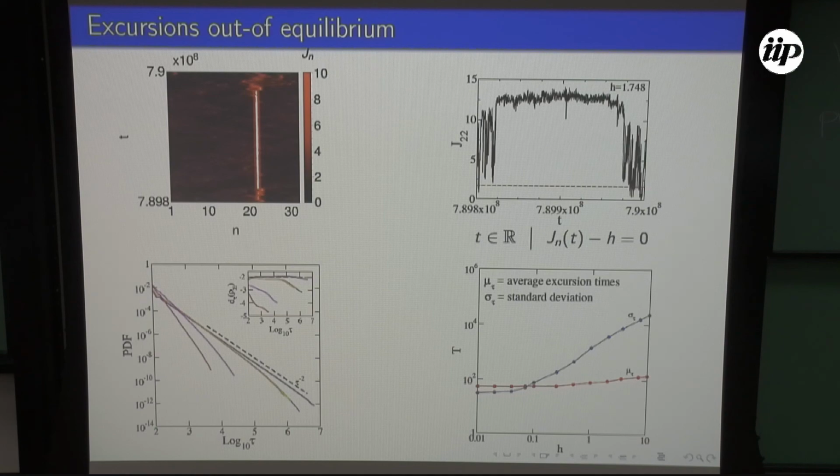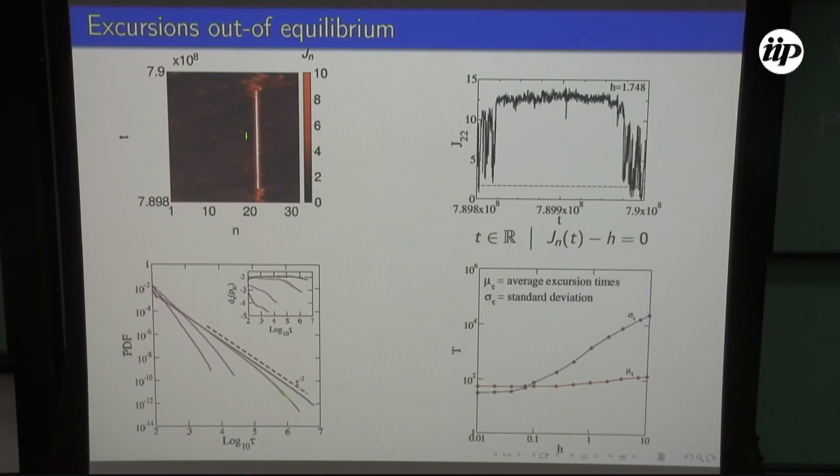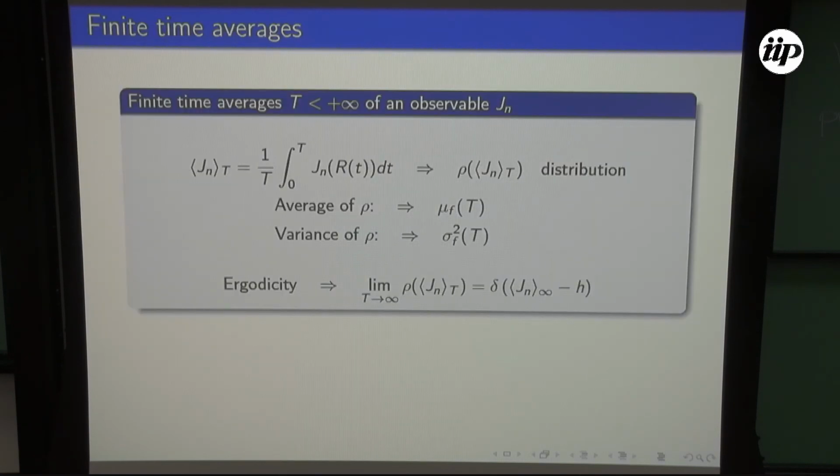Now, we want to see how these times impact the finite time average of these quantities. Here it is defined. We take this function that we have been looking at for the excursion times. We define its finite time average for a certain initial condition, R0, at time 0. We do it for many initial conditions at the same energy, and we get a distribution of these finite time averages. So from this distribution, we can compute its average and its variance.